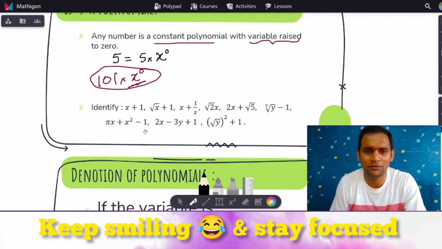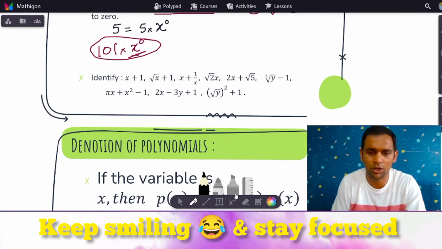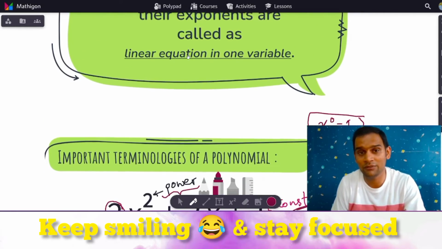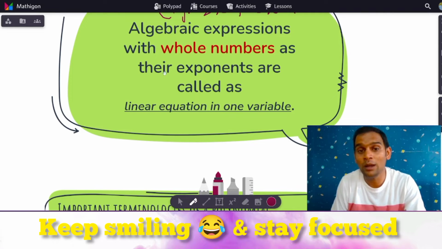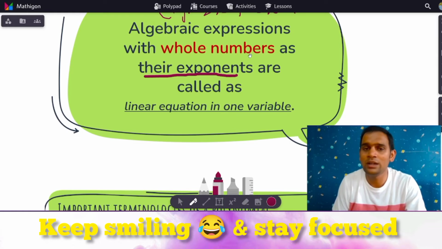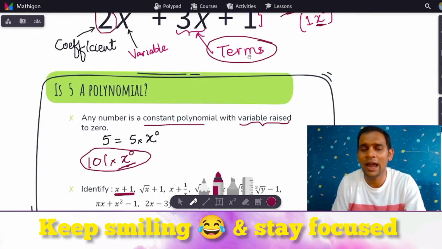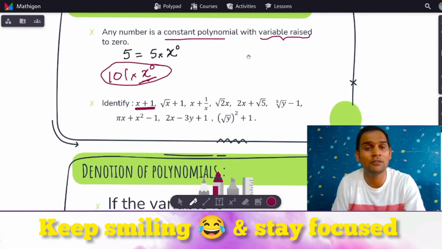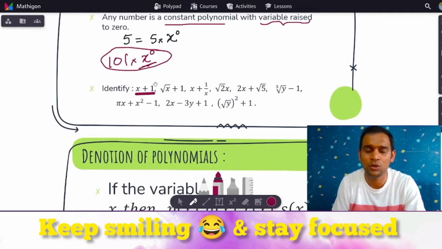Let's try to identify with a few examples what are polynomials and what are not. So is x plus 1 a polynomial? What are the two things? Let's quickly go through the definition. With whole numbers as their exponents, right? And with only one variable. So one variable and exponent should be whole numbers. The power should be whole numbers. Those are the two things we have to try to understand.